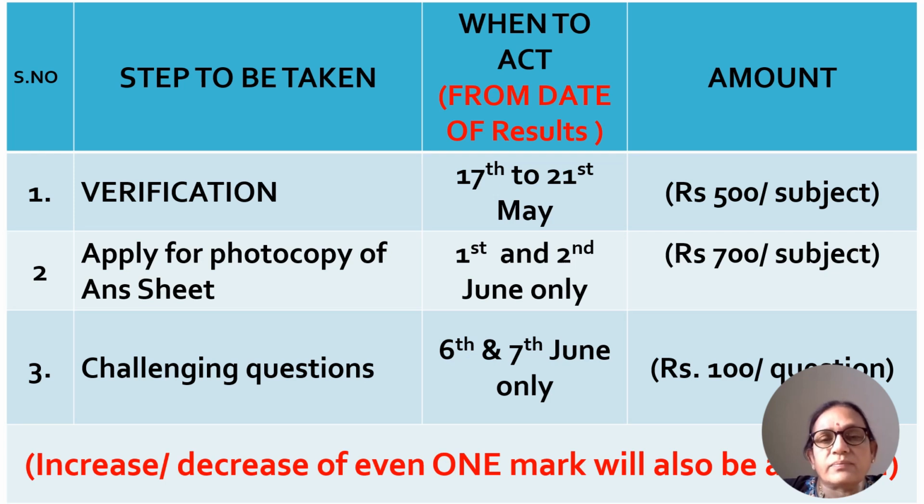The dates for applying for challenging are 6th and 7th of June only. Only 2 days. Don't miss the dates. Mark them on your calendar. And you have to pay 100 rupees per question. So if, say in physics, you have a doubt in 5 questions, you have to pay 500 only for physics. And if you have questions in chemistry, they cost you extra. So if you have noted the dates, let's go on to the next slide to understand each of these processes.